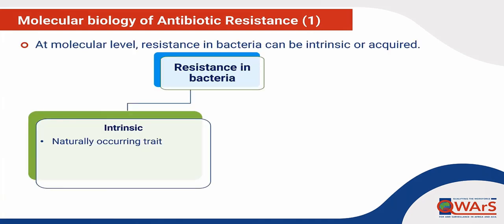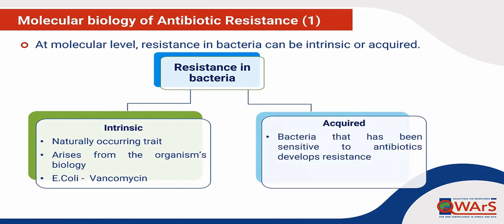Intrinsic resistance is a naturally occurring trait arising from the biology of the organism. For example, vancomycin resistance in Escherichia coli. Acquired resistance occurs when a bacterium that has been sensitive to antibiotics develops resistance. This may happen by mutation that is intrinsic or by acquisition of new DNA. Thus, acquired resistance results from successful gene change and/or exchange that may involve mutation or horizontal gene transfer via transformation, transduction, or conjugation. On the next slide, we will explain what mutation means.